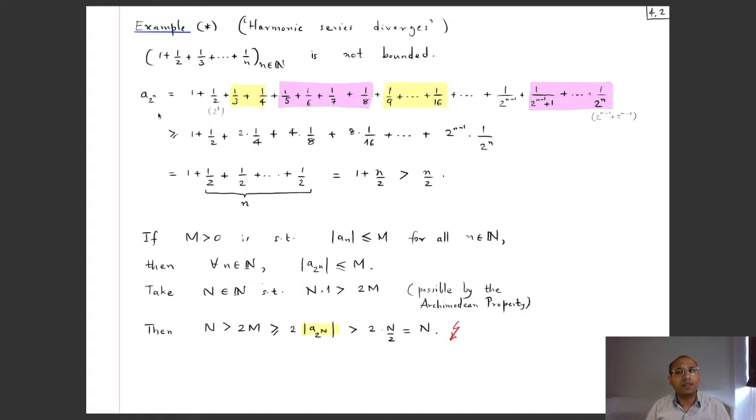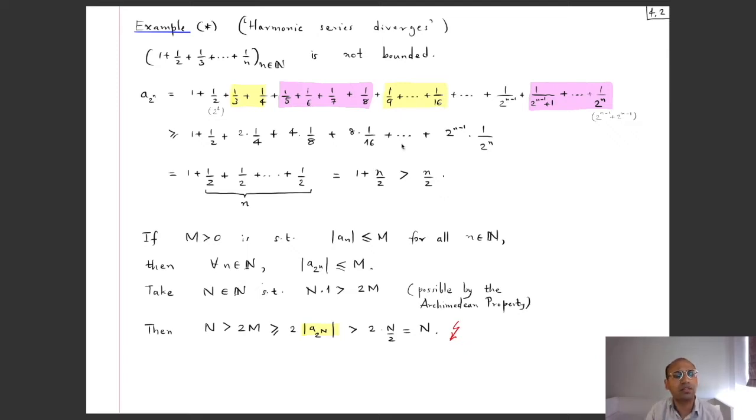Once you have this estimate, it's clear that this sequence can't be bounded. If the sequence was bounded by some M, then the mod of a_{2^n} would also be bounded by the same M. Because all of these are positive, the mod of that, which is itself, is less than M, and then M would be bigger than n by 2 for all n. But that is absurd. That's like saying that n is always less than 2M for all natural numbers, which is false because of the Archimedean property. So once we prove this estimate, that's the main bit, then we are done.